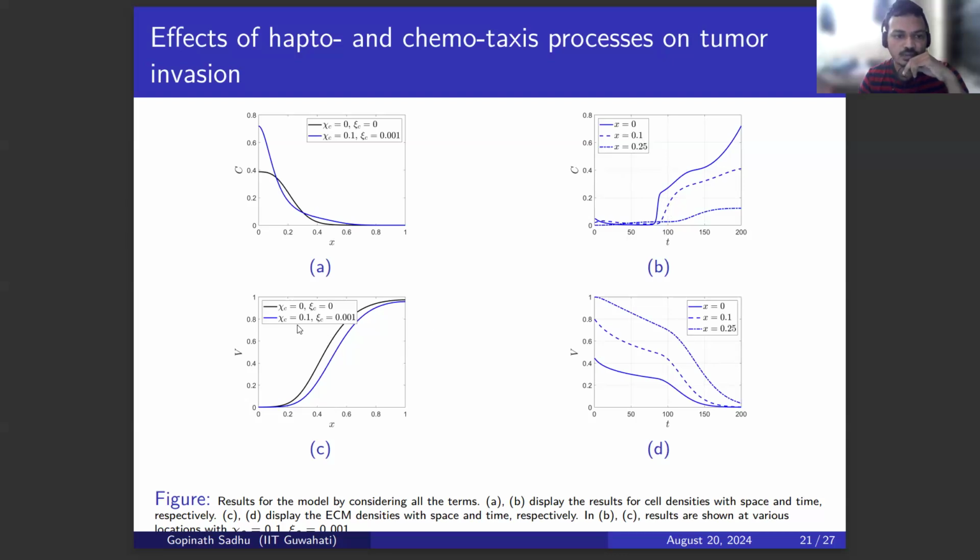And we also see that there is much decay of ECM. This means that when haptotaxis and chemotaxis both are considered, in comparison to when only diffusion is considered, cancer cells are invading the surroundings more.